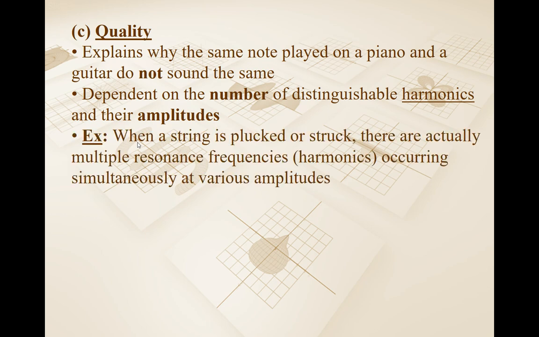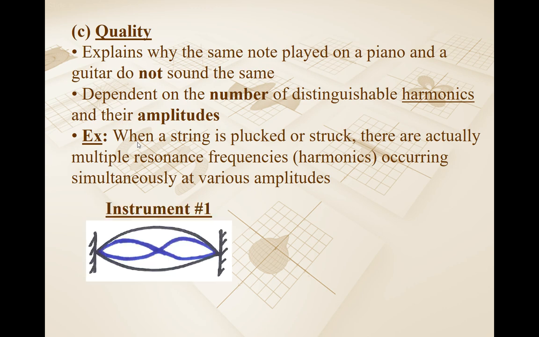I'm going to give an example, and I'm going to use some illustrations that are by no means accurate, but hopefully they will illustrate the point. So I said when a string is plucked, I want to say strummed, but that word keeps coming back to me, though I feel like it's wrong. When a string is plucked or struck, there are actually multiple resonance frequencies occurring at various amplitudes. Here's what I mean by this. If you take a string and strum it, I'm going to use strum, I don't care if it's wrong or not.